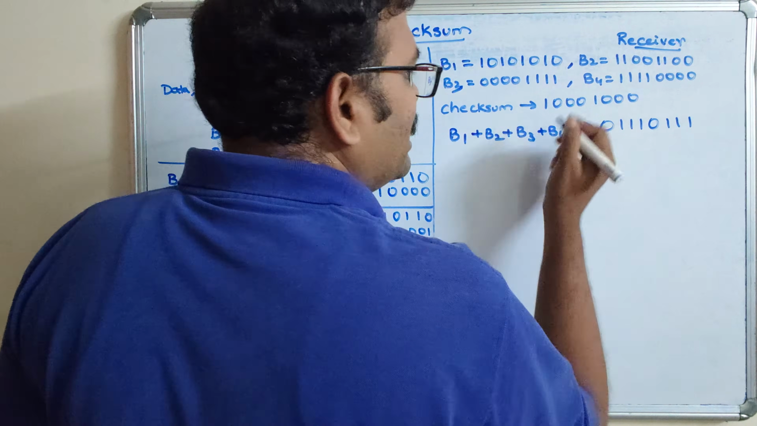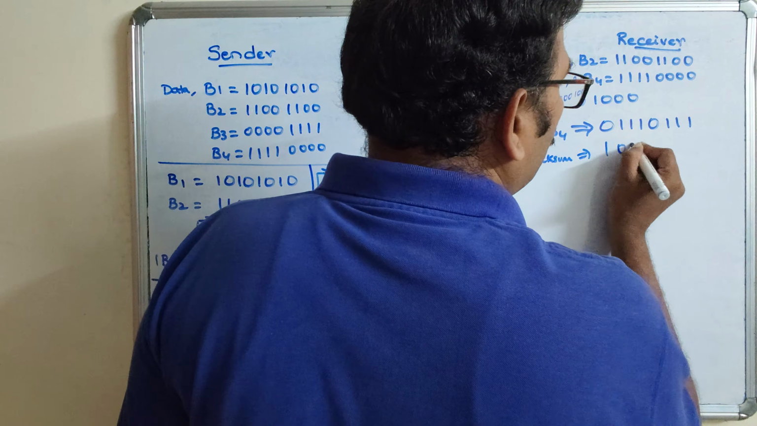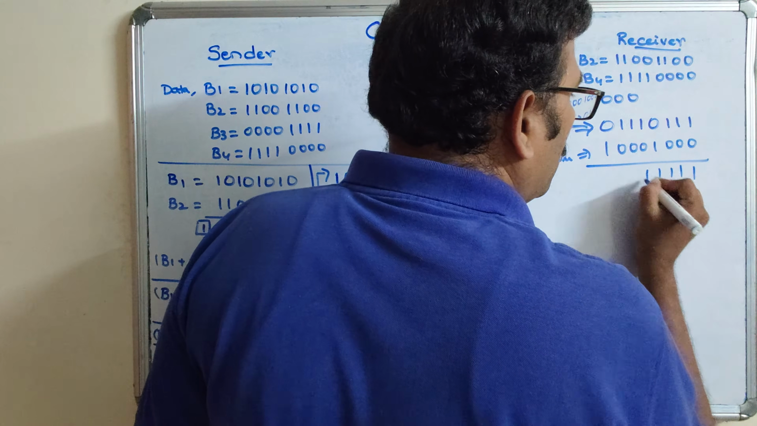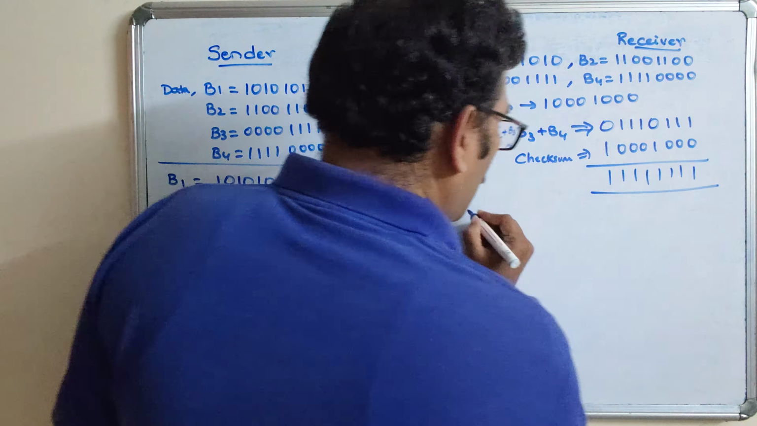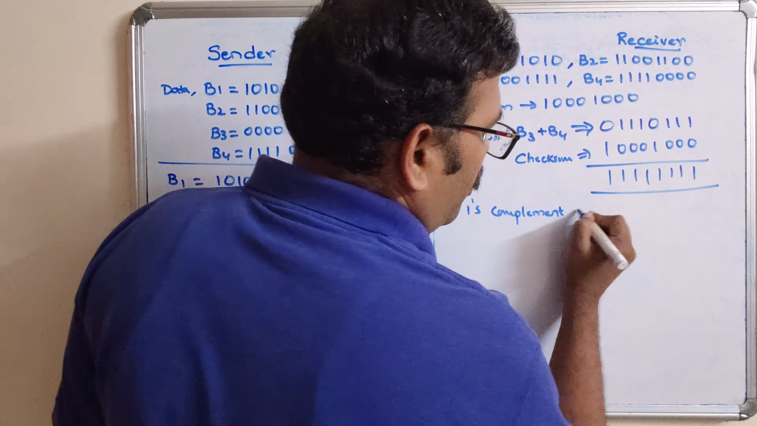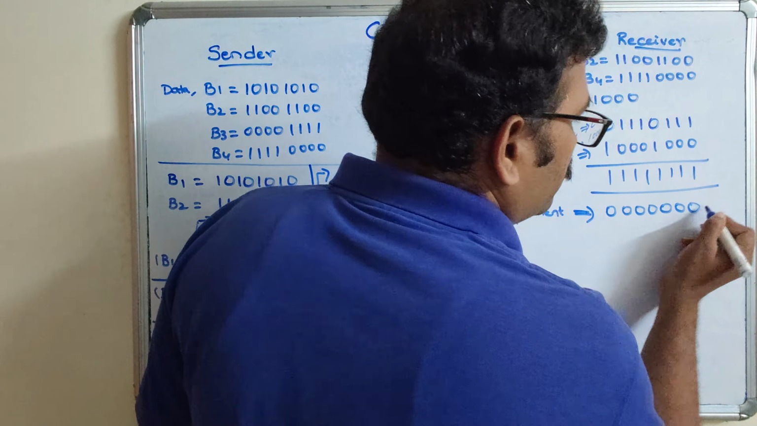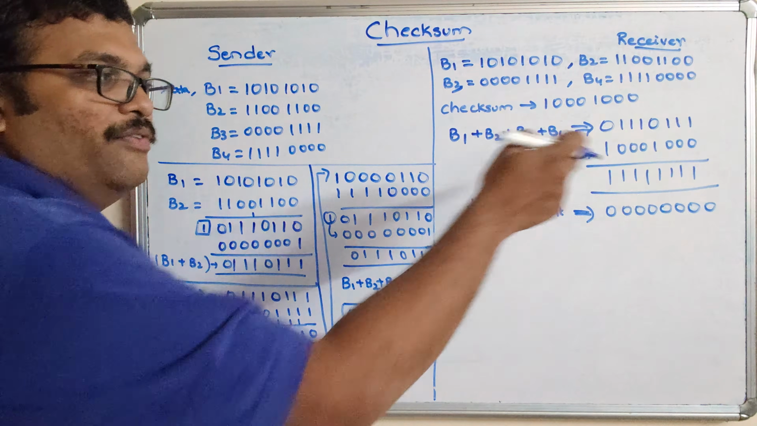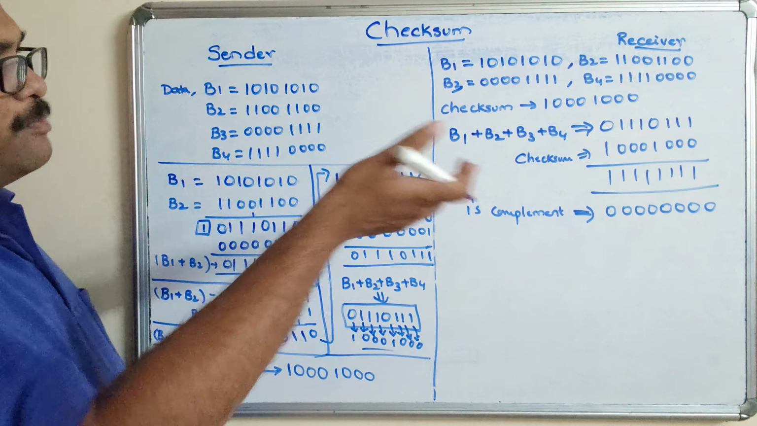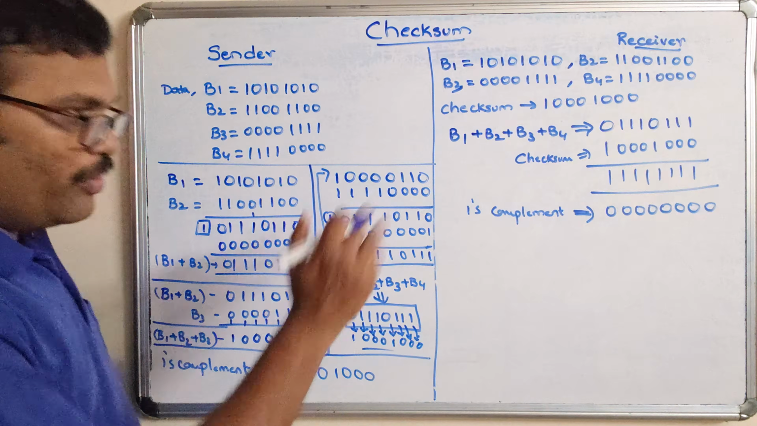For this we need to add the checksum also. What is the checksum here? We got checksum 1 0 0 0 1 0 0 0. The sum is 1 1 1 1 1 1 1 1, and we need to apply the ones complement. So if you apply the ones complement, what we got? All zeros. If we are getting all zeros, that implies there is no error during the transmission. You can observe B1 is same, B2 is same, B3 is same, B4 is same, and the checksum we have sent.